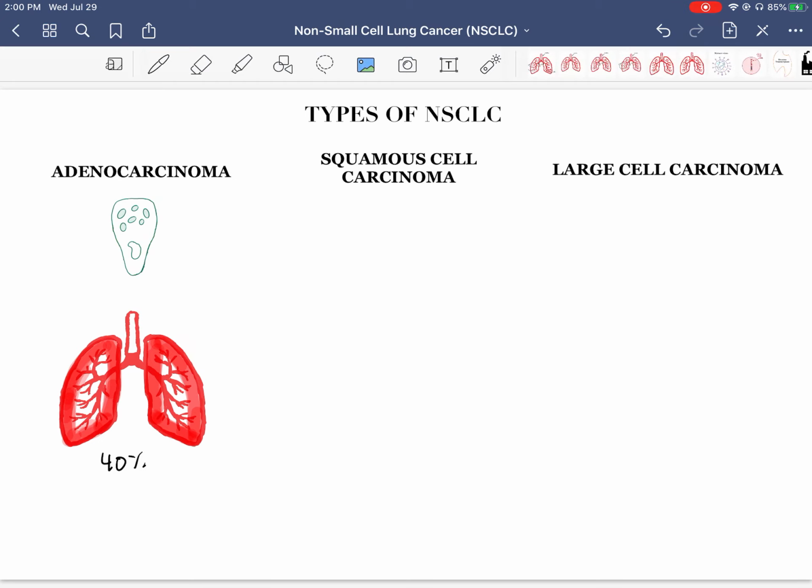Adenocarcinoma occurs mainly in current or former smokers. However, it is also the most common type of lung cancer seen in non-smokers. It is more common in women than in men, and is more likely to occur in younger people than any other type of lung cancer.